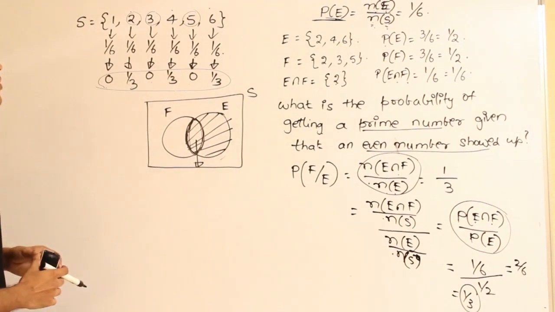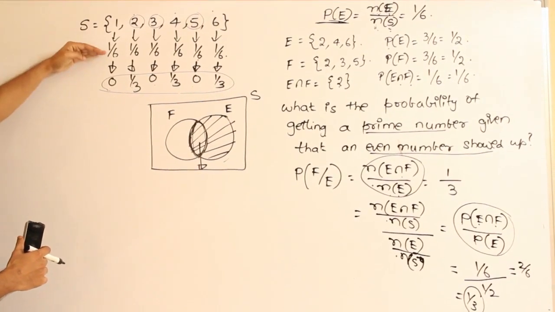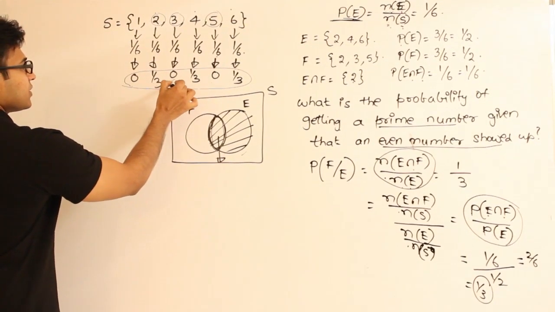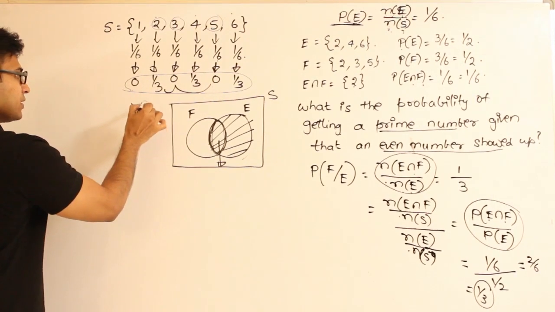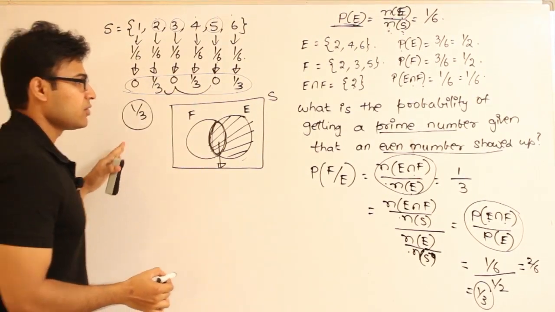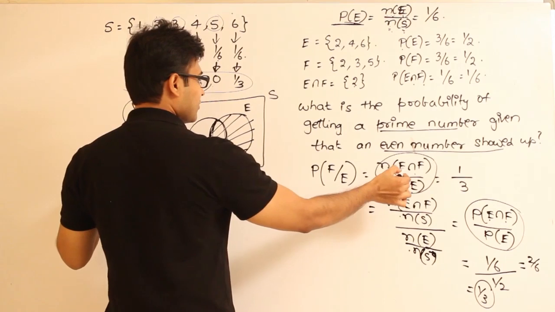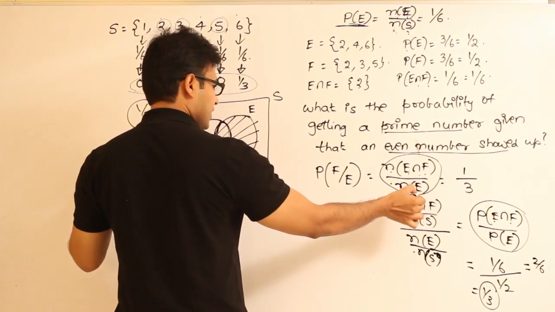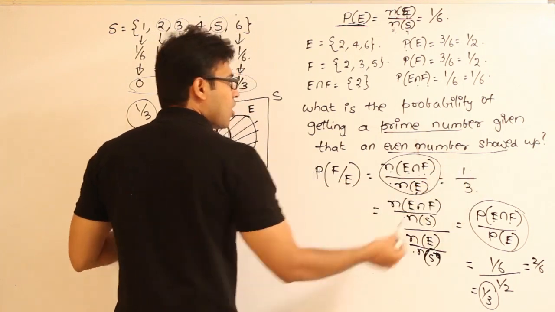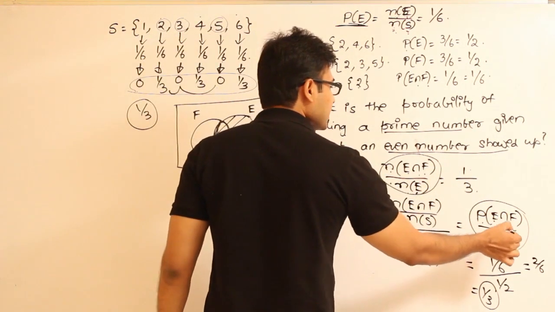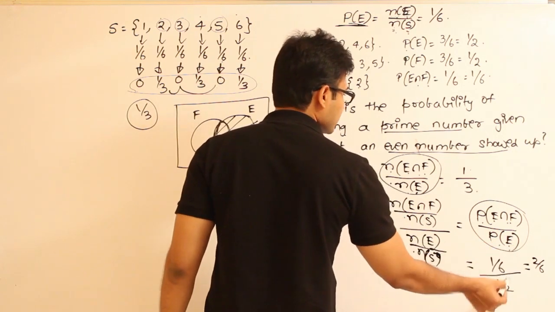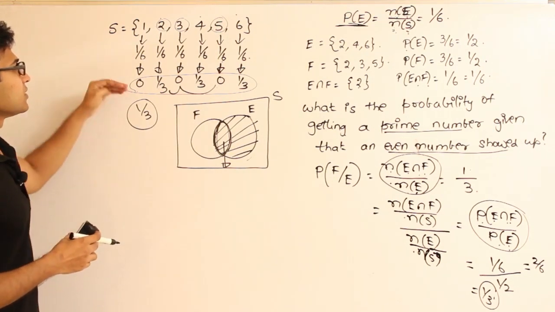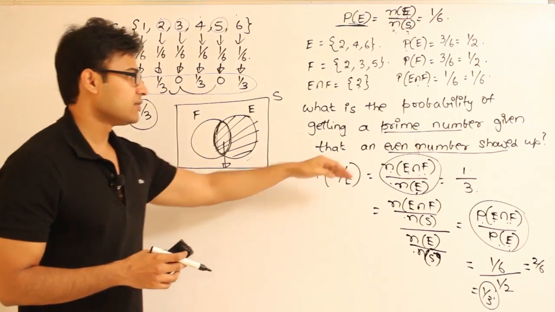Got it? So what is it that I did? I changed the probabilities and summed them up, and here also I got 1 by 3. Or I used the method in which I find the number of elements in the intersection part and the total number of elements in the part that has already occurred. There also I got 1 by 3. Or I found the probability of E intersection F divided by probability of E, which is 1 by 3. So which one is easier for you? You might intuitively feel that this is the easiest one, or you might feel that this is the easiest one.